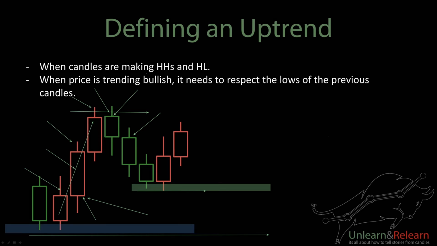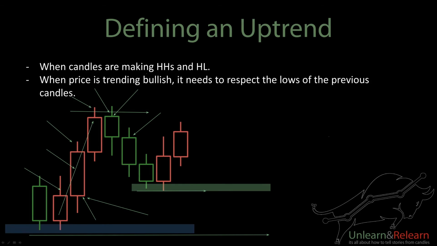Now someone might say, oh, what if it breaks the low? What if the next candle forms like this and breaks the low of the previous candle? If the candle breaks the low of the previous candle, this means the probability of the next candle going up has now decreased. Because if the trend is heading up, the trend is respecting the lows and breaking the highs. It's making higher highs and higher lows. So the candles have to do the exact same thing. Candles have to make higher highs and higher lows. That's when you have clean moving trends.